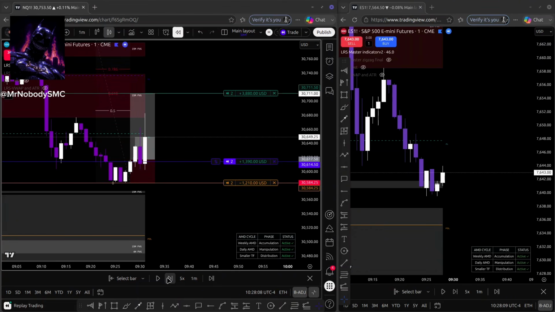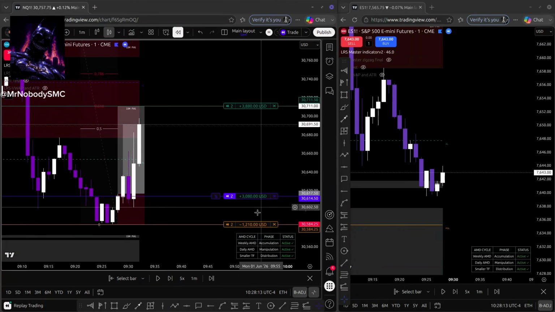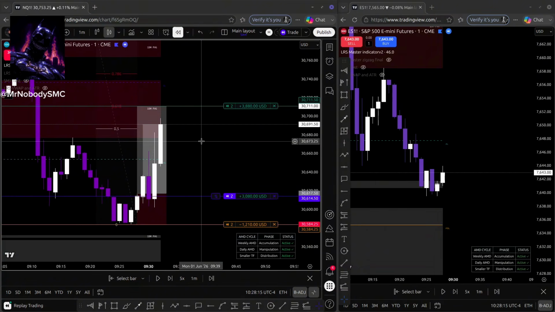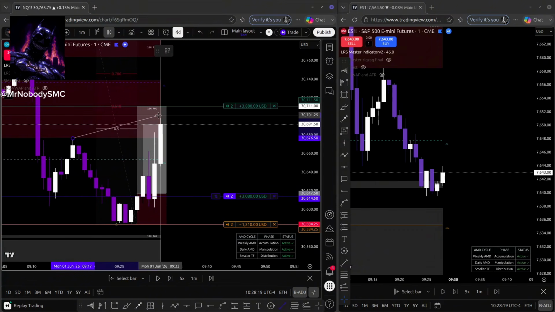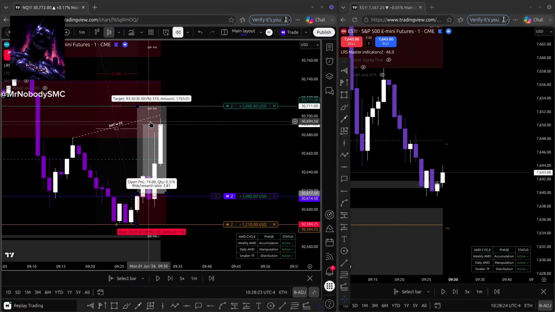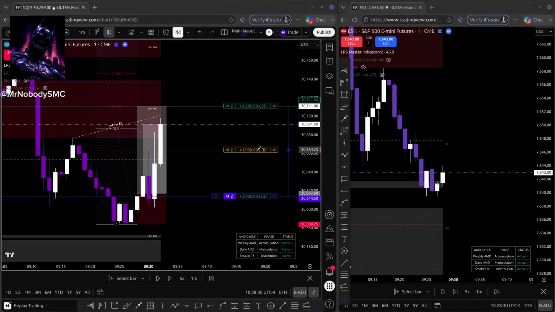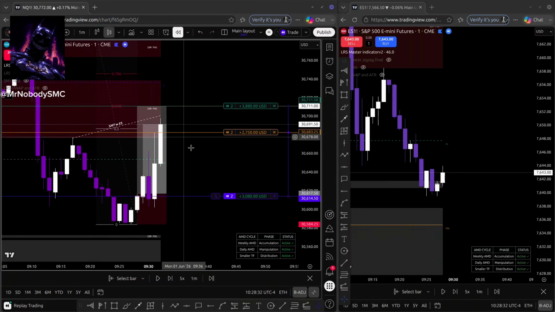Patience. Right here, I would trail my stops. I'm not really willing because, let's say, imagine we had an SMT right here at this time. That's a bearish confluence. That's telling you perhaps we're going to reverse from here. And on top of that, we just reached equilibrium, 0.5. So I'm going to trail my stops really aggressively to this point.